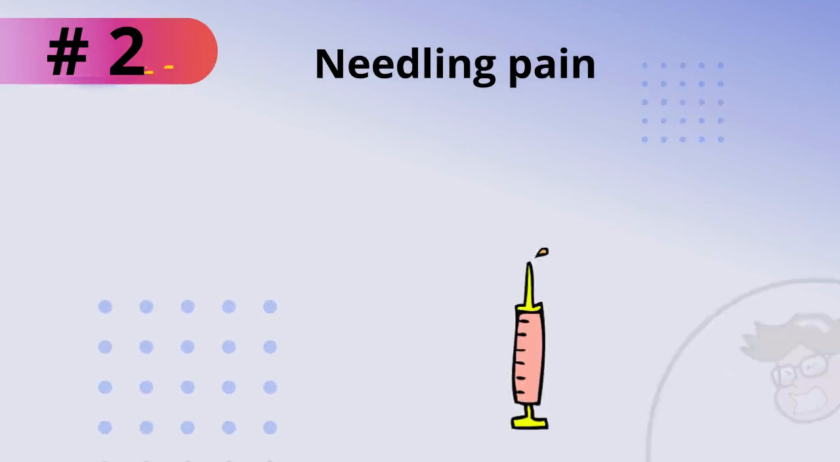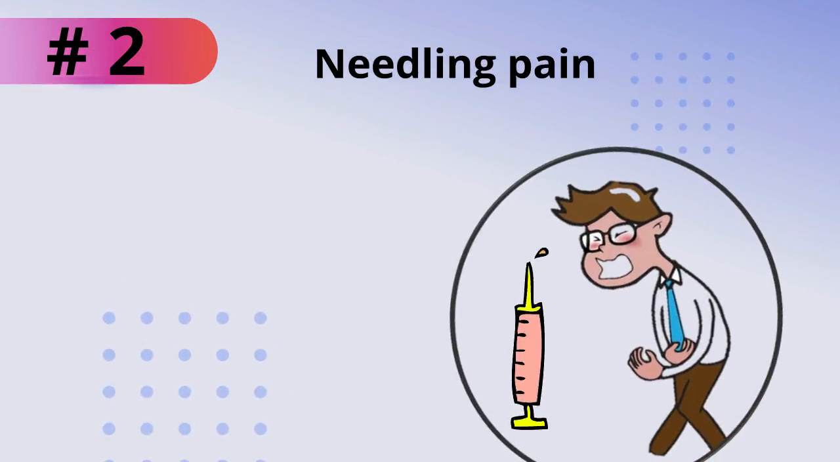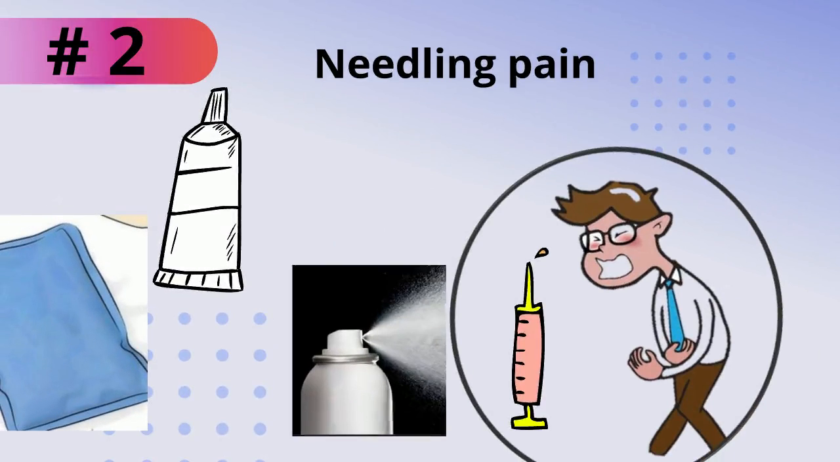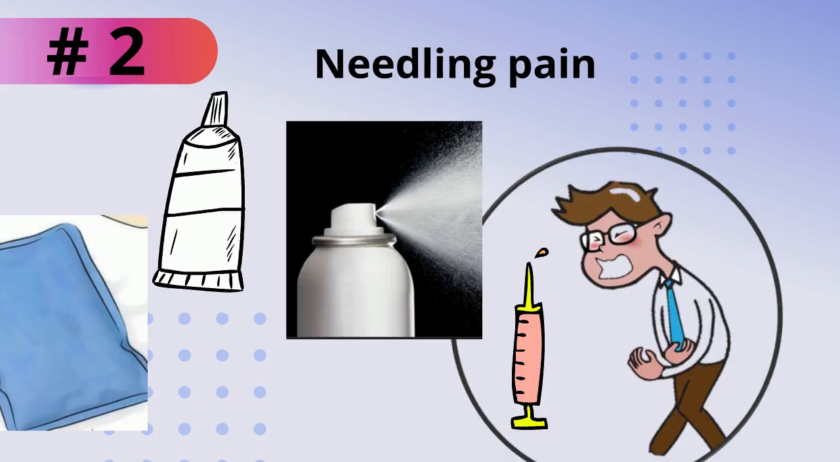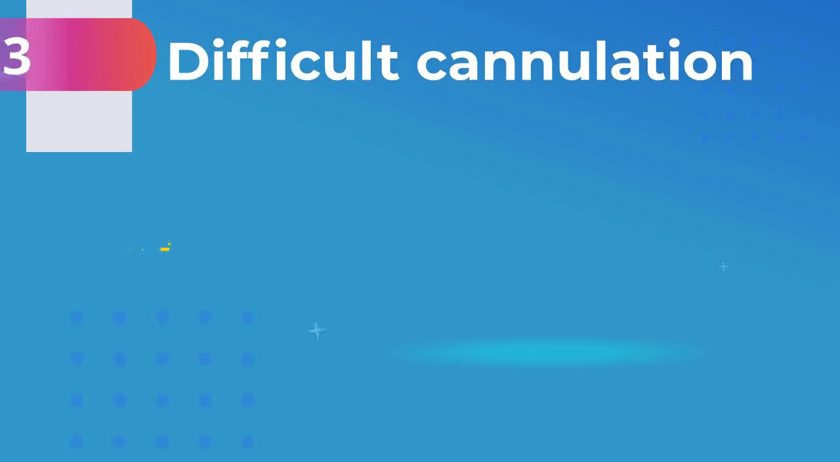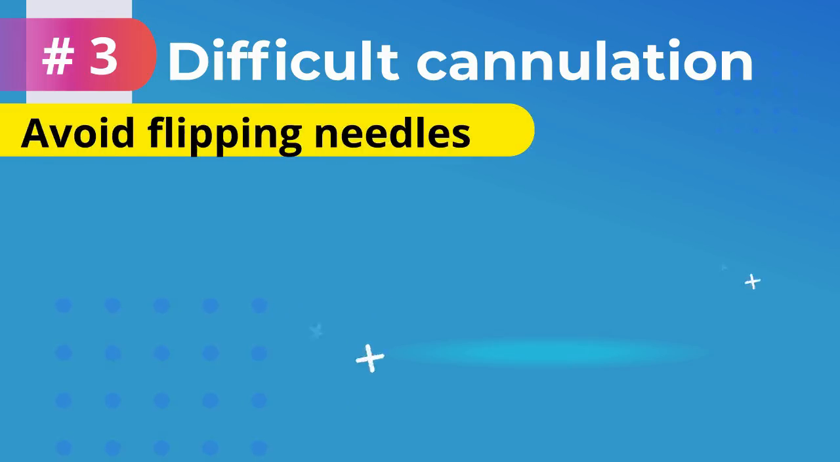Next, let us discuss how to deal with needling pain. Applying warm compresses, topical anesthetic agent, and vapocoolant spray all have been shown to reduce pain at cannulation. Next, let us review strategies when dealing with a difficult cannulation. Patients are instructed to avoid flipping needles.